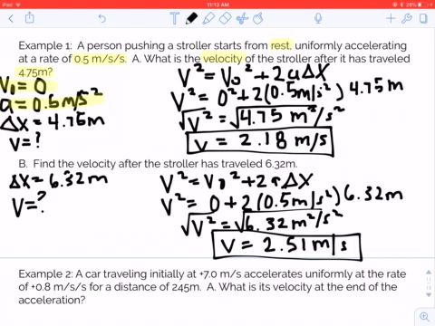Okay, which is considerably fast. So this person is like sprinting with this stroller. Okay, but physically possible, but a little ridiculous. So hopefully after 6.32 meters, they stop pushing this stroller. Okay, so let's take a look at example 2.